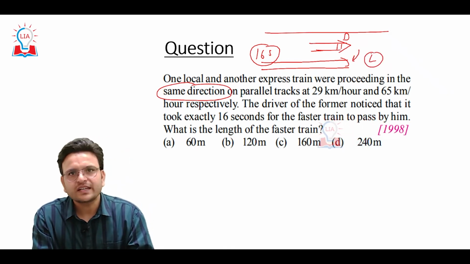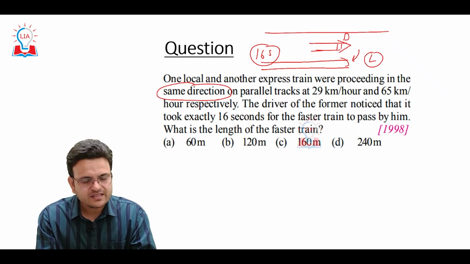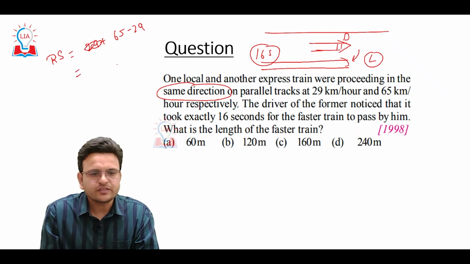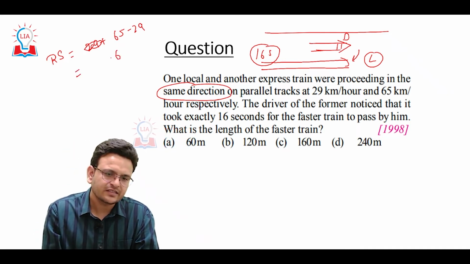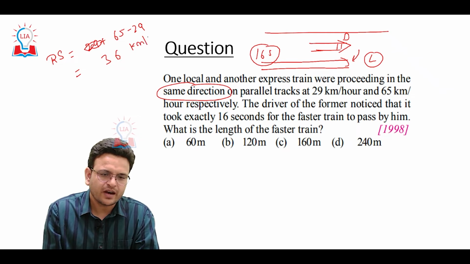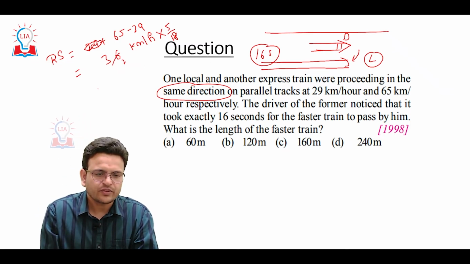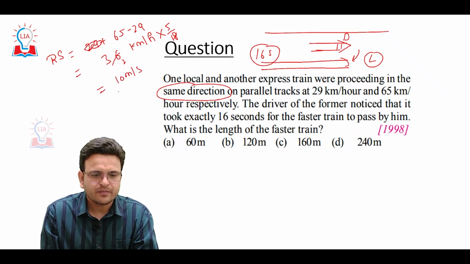So the length of the second train becomes the distance, time is 16 seconds, and both the trains are moving in the same direction, so relative speed will be 65 minus 29. So it will be around 36 kilometer per hour. We have to convert it into meter per second, multiply by 5 upon 18. So we can say that it is 10 meter per second.